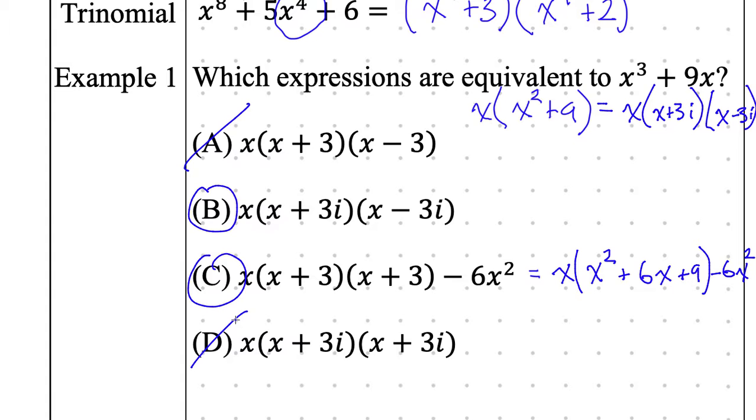You would get x cubed minus 9x. So if you want to write this one out, this one would have been x to the power of 3 minus 9x, which is close. It's just not the answer that we're looking for. All right, let's go to a harder example.